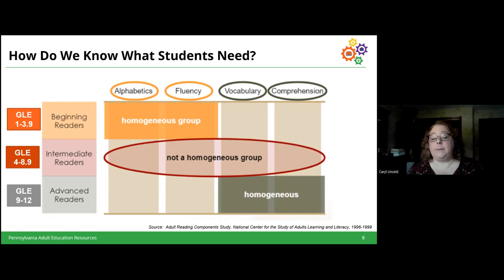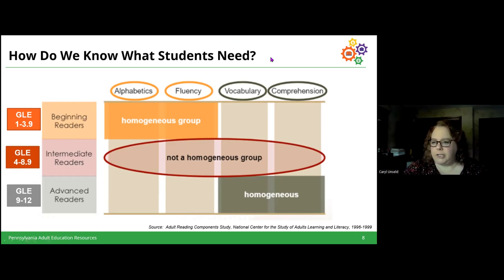And then there's our advanced readers. I think a couple of you said in the chat that you're working with individuals who are working towards getting their GED. They might be at the 9th or 12th grade level. They really need to focus on vocabulary and comprehension. I used to be an administrator of a program, and what I saw before we really started diving into this was that we really focused on vocabulary and comprehension with everybody. And that really wasn't helpful for those students who were below the 8.9 grade level. We really needed to back up and talk about alphabetics and fluency.